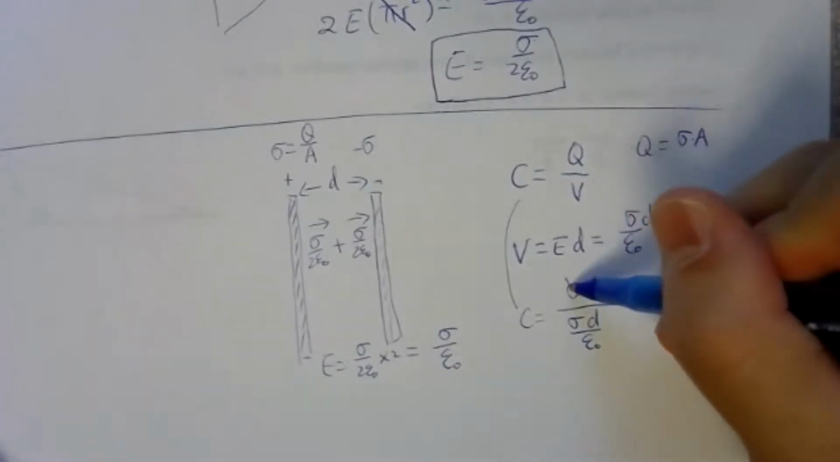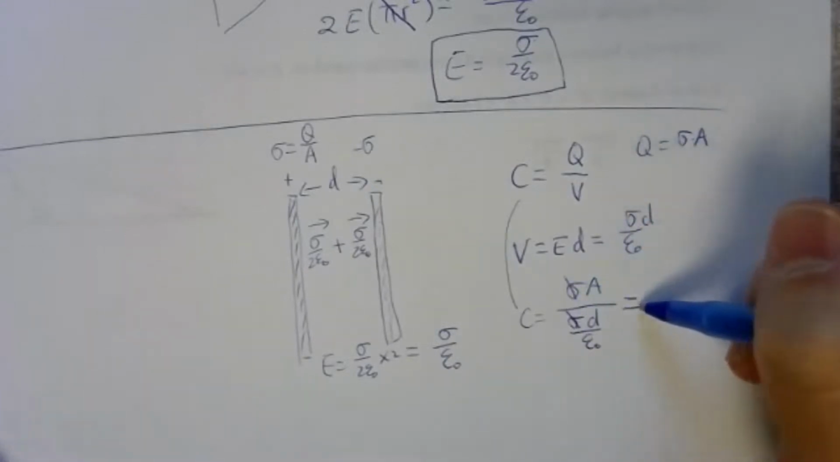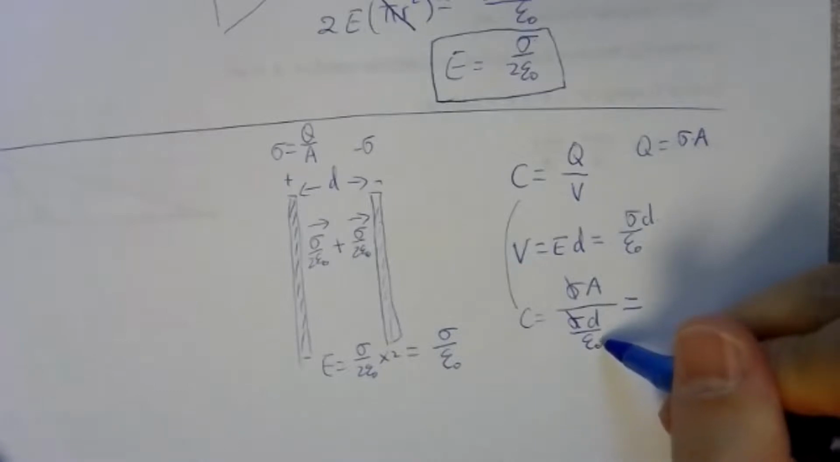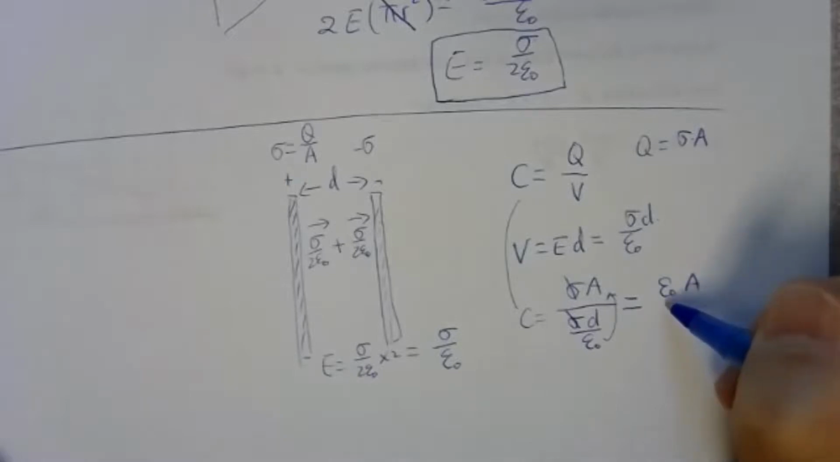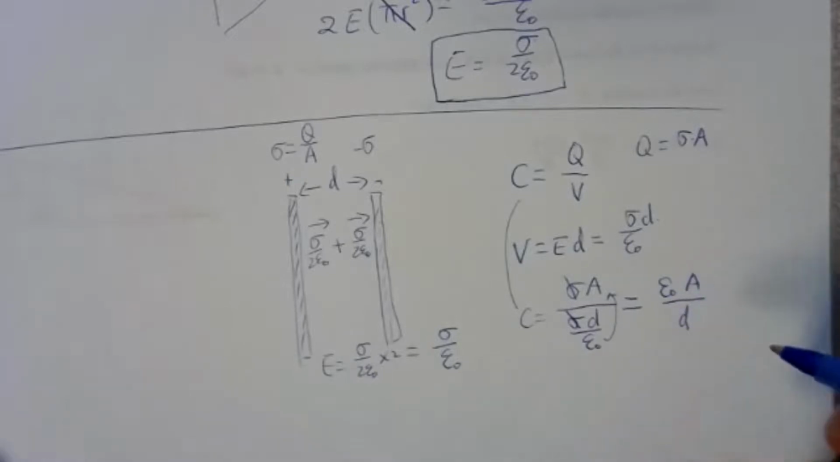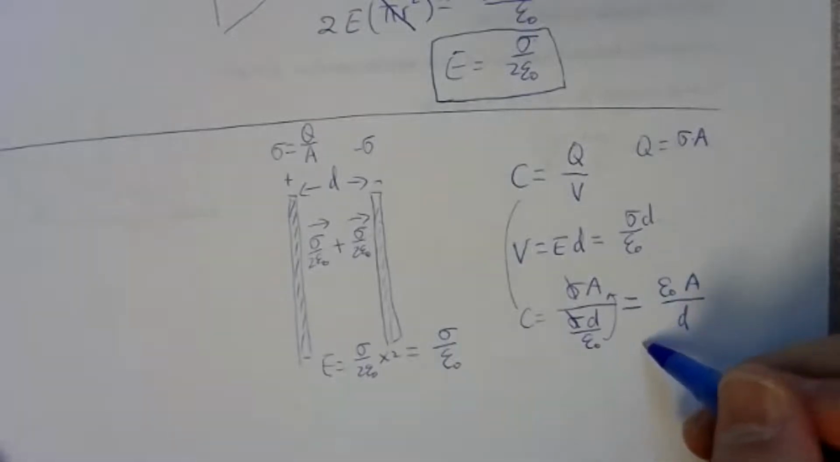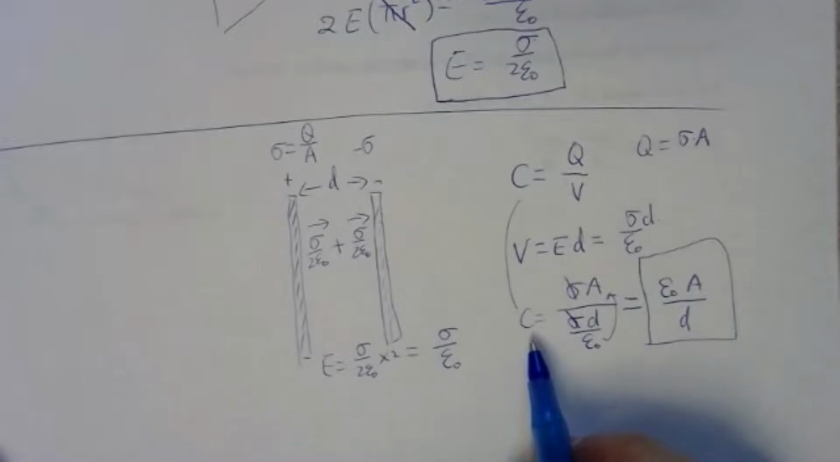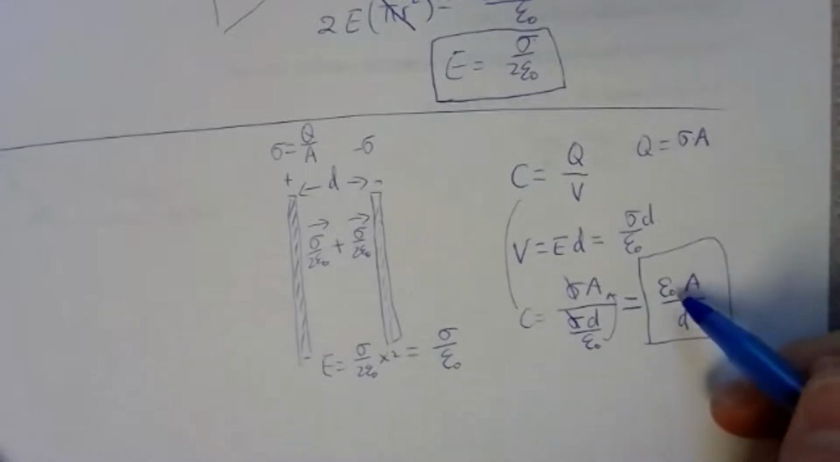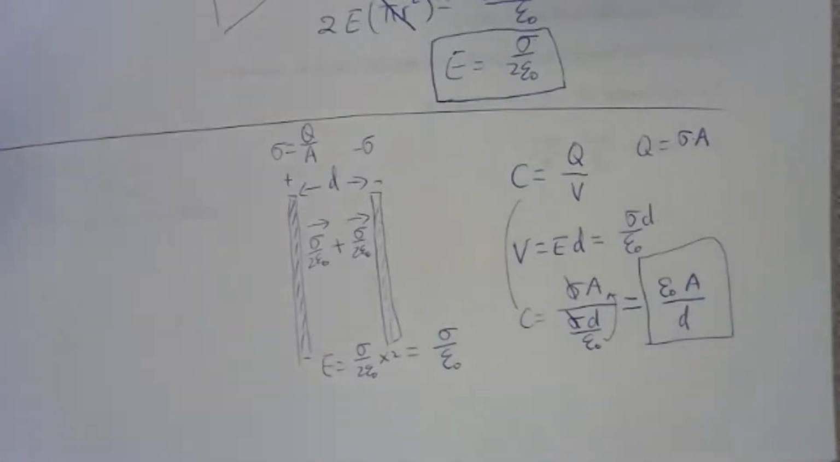You can see sigma and sigma will cancel out. Then epsilon naught down here goes up there. So this is equal to epsilon naught times A over D. And this is what we have on the slide for the capacitance of the parallel plate capacitor. So capacitance is equal to epsilon naught times A over D, where epsilon naught is the constant 8.85 times 10 to the negative 12.